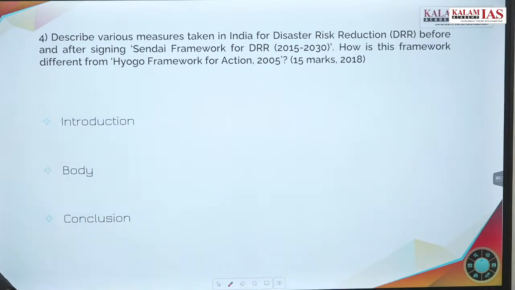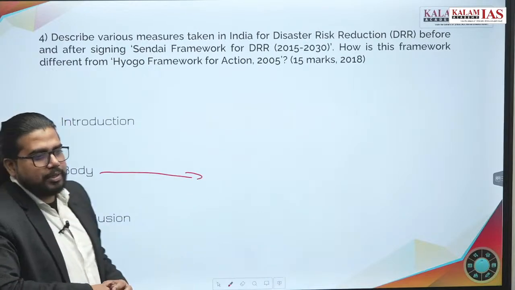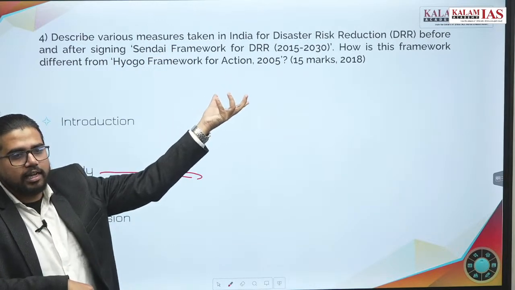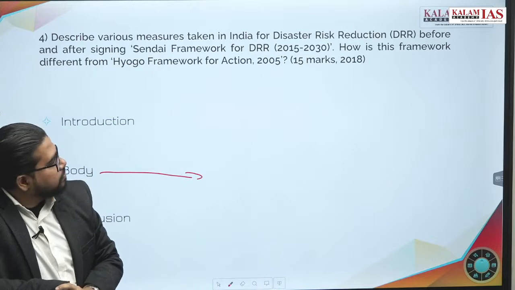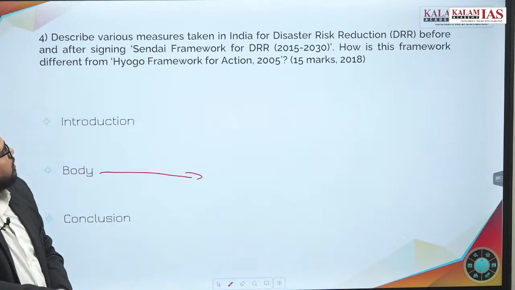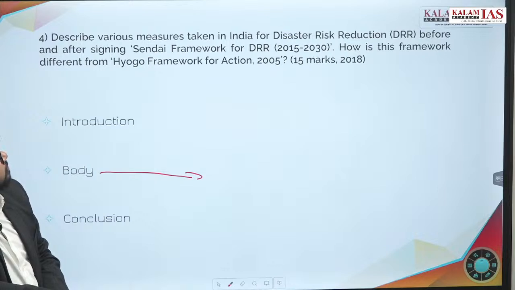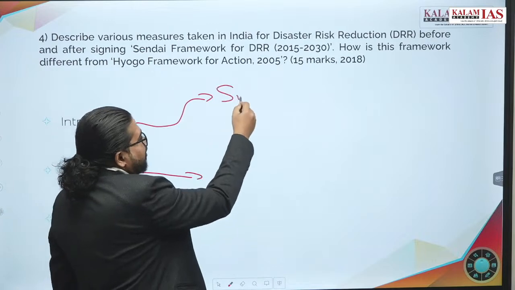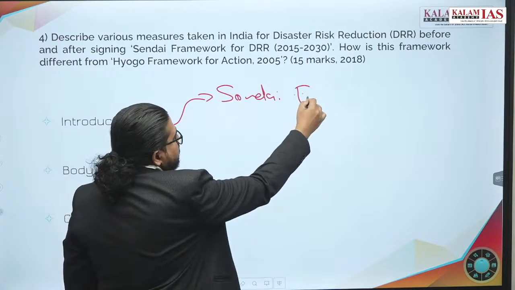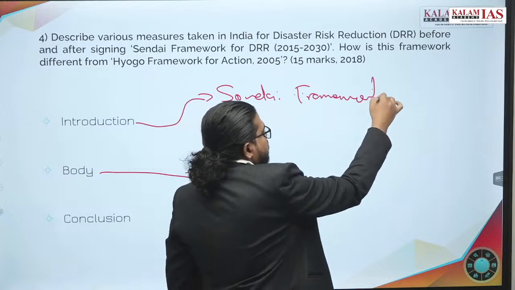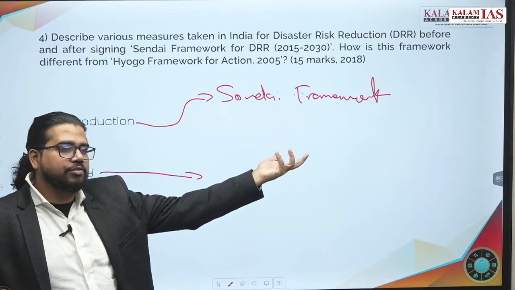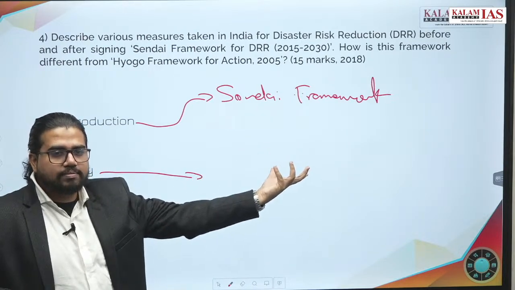So tell me the parts of this question. I will not discuss too much specifics into this question. It was asked because of certain happenings during that period, 2018. Tell me different parts. You can start with an introduction with the Sendai framework. What is it? What is the idea of it? Something like that. Targets, if you can remember, cite 1 or 2 targets.